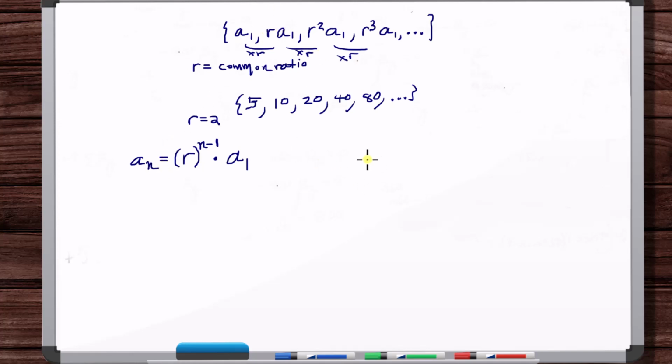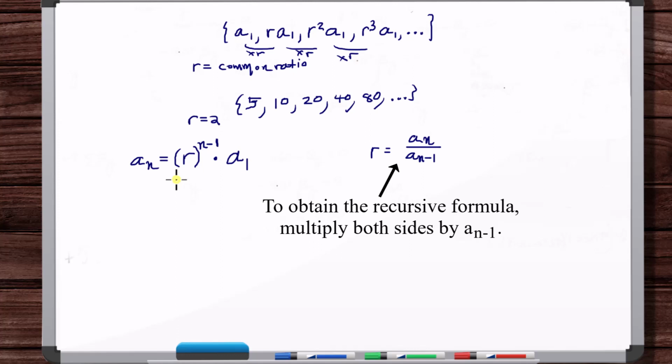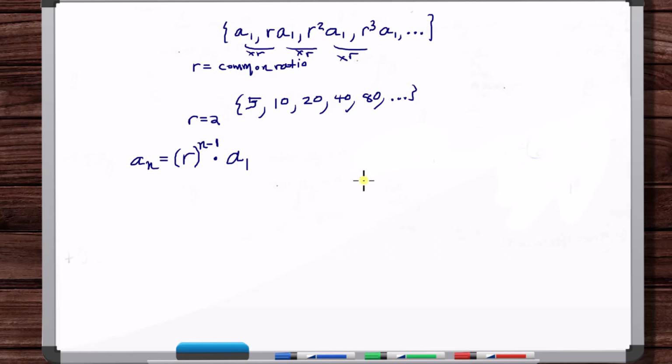Okay, so what about a recursive formula? Just in general, so we're not talking about if r is equal to a1. So we can reason this: r, as we talked about earlier, is equal to a sub n over a sub n minus 1. Okay, what else can we say about a geometric sequence?